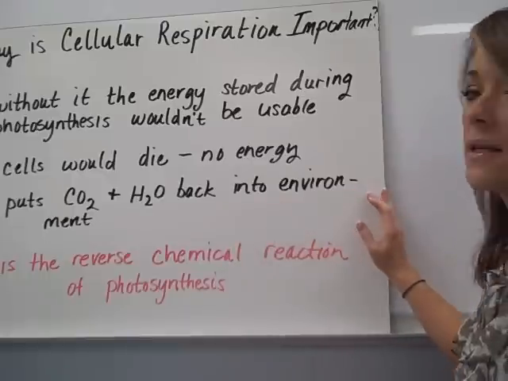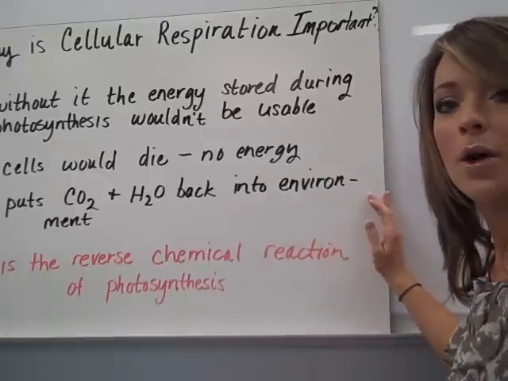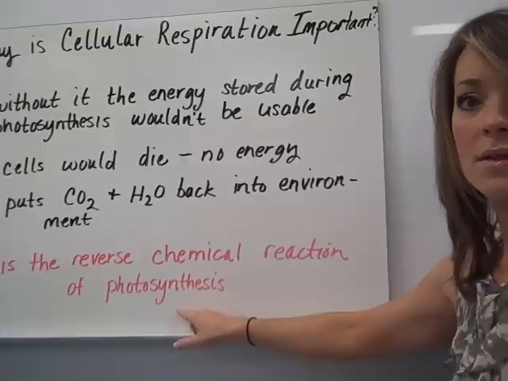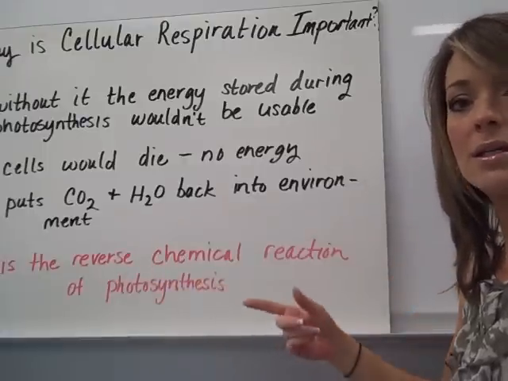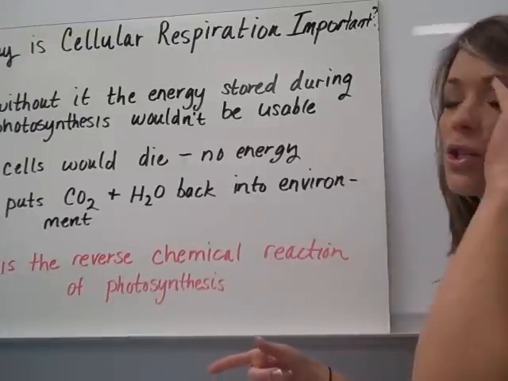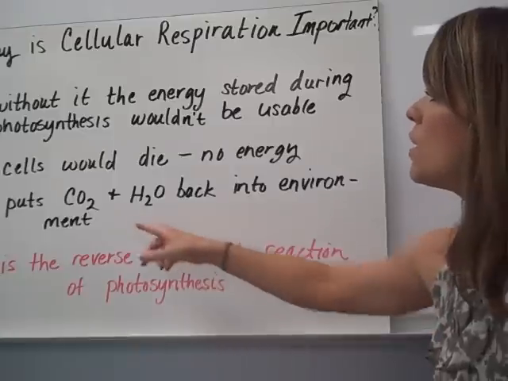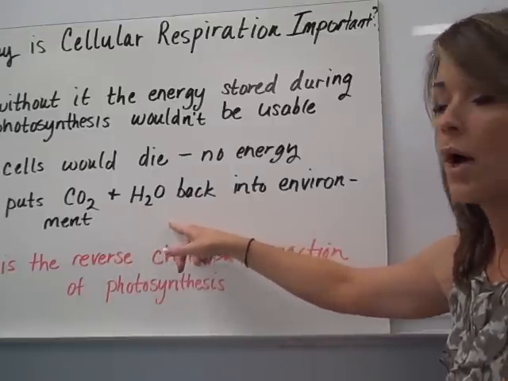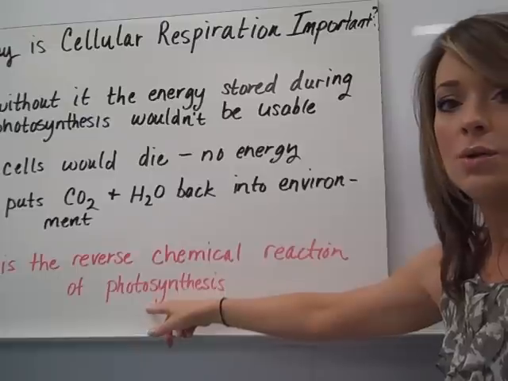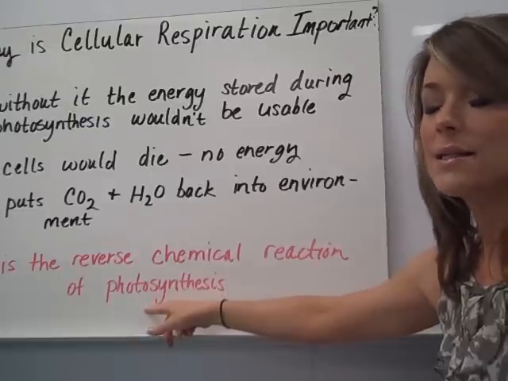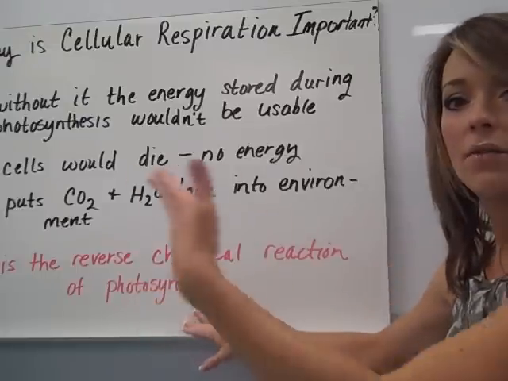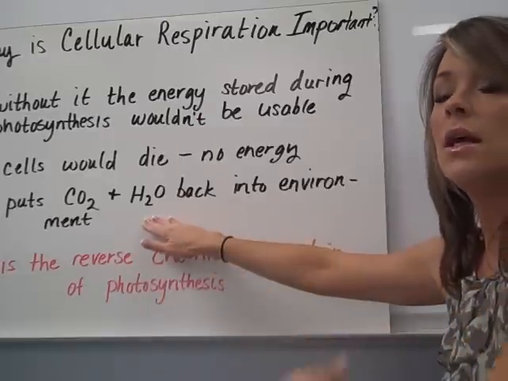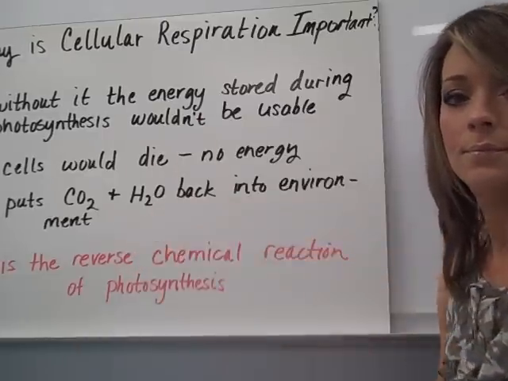Another important thing is that this puts carbon dioxide and water back into the environment, and that's going to be used in photosynthesis because cellular respiration is the exact opposite reaction of photosynthesis. So while cellular respiration is giving off carbon dioxide and water, photosynthesis is using those two things as the reactants. Photosynthesis is going to give off glucose and oxygen. Those are the reactants that are going to be used in cellular respiration.